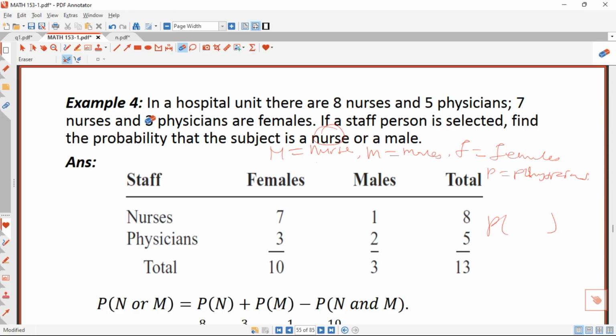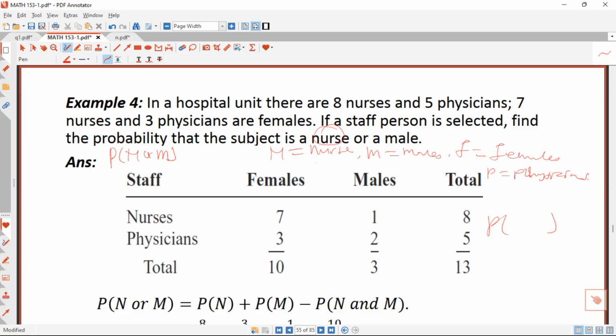So for our last question, we are saying that in a hospital unit, there are 8 nurses and 5 physicians. 7 nurses and 3 physicians are females. If a staff person is selected, find the probability that the subject is a nurse or a male, right? So here, this is an addition rule. You are asked to find probability of subject being a nurse or a male.